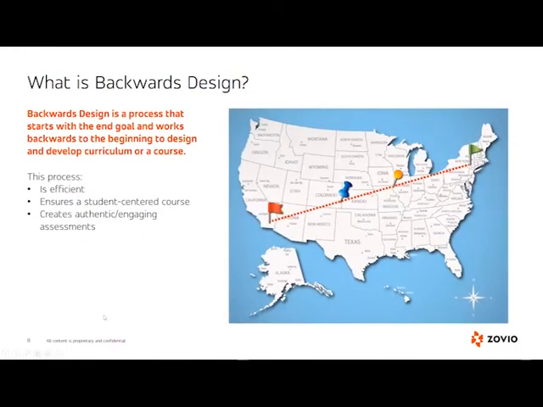Backwards design does start with the end goal in mind, and then you work backwards to develop the rest of the course curriculum, from assessments to learning activity, instruction, and whatnot. This process has been found to be very efficient and ensures a student-centered course that is high quality and creates authentic, engaging assessments. If you look at the map there, when you're thinking about traveling, as an example, you start with the end destination, which in this case is New York, and you work backwards to select the travel route that best fits your plan for reaching that destination, all the way to the beginning, which is somewhere in Southern California. That's a bit how backwards design works. It also ensures that you're catching any issues that could potentially come up for students throughout that process.